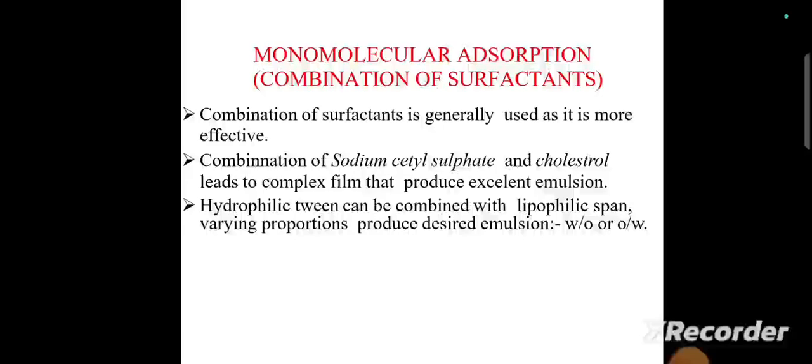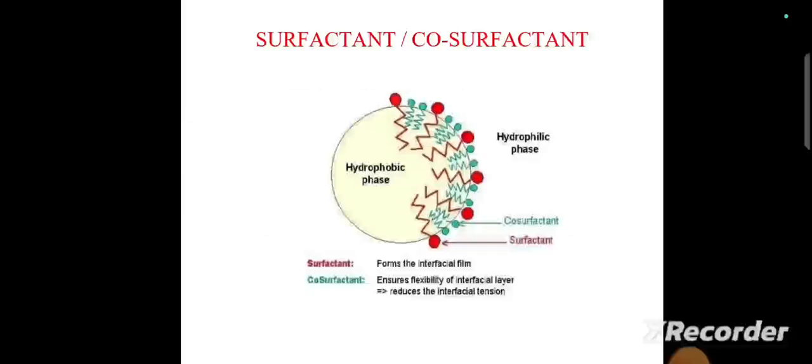Hydrophilic Tween can be combined with lipophilic Span. Varying proportions produce the desired emulsions, either a water in oil emulsion or an oil in water emulsion, both. What are surfactants and co-surfactants? Surfactants form the interfacial films, and co-surfactants ensure the flexibility of the interfacial layers and reduce the interfacial tension.